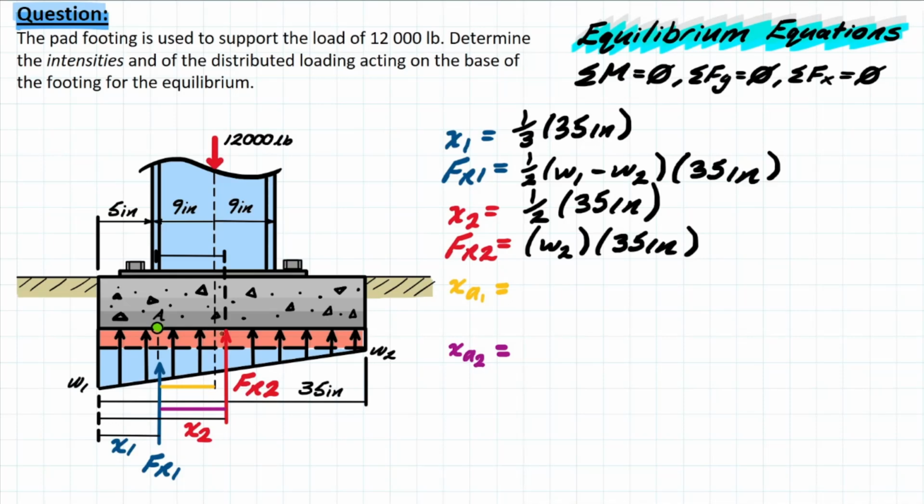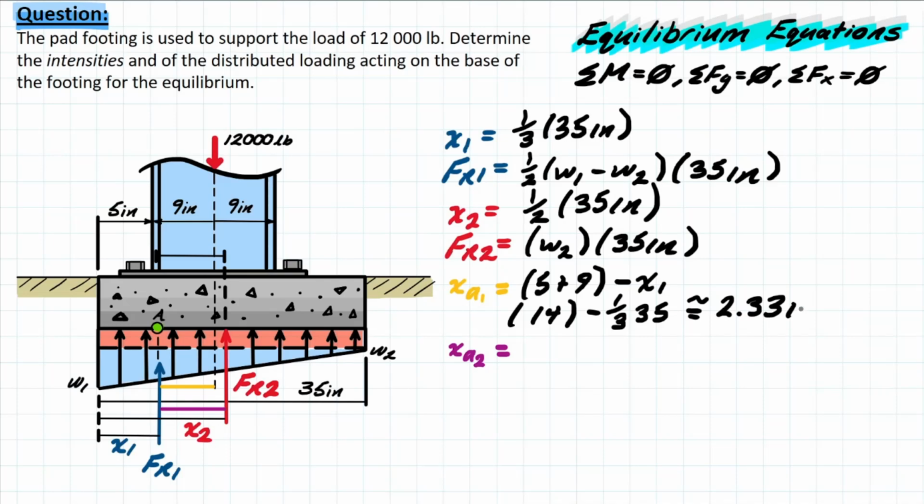So we have two different forces that we need to consider for this moment equilibrium. And that first distance is going to be this yellow line here, which is XA1. And we know what this distance is going to be. The distance from the left edge of this footing is going to be 5 plus 9 to get to that 12,000 pound force. And we're taking away that x1 that we solved for previously because that is the distance from the edge of the footing to our new reference point. So that formula is going to look something like this. We have 5 plus 9 to get to this force, and we're taking away the distance behind our reference point, which is simply going to be x1. Solving that, you have 14, subtracting this number right here, 1 over 3, 35, and that's going to give you approximately 2.33 inches.